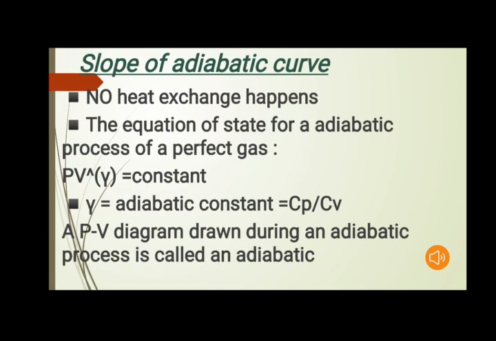Slope of an adiabatic curve. An adiabatic process means no heat exchange happens between the system and the surroundings. The equation of state for an adiabatic process of a perfect gas is given by P V raised to gamma equal to a constant. P is the pressure, V is the volume, and gamma is the adiabatic constant, and that is equal to Cp by Cv. Cp is the molar specific heat capacity at constant pressure, and Cv is the molar specific heat capacity at constant volume. A PV diagram drawn during an adiabatic process is called an adiabatic.